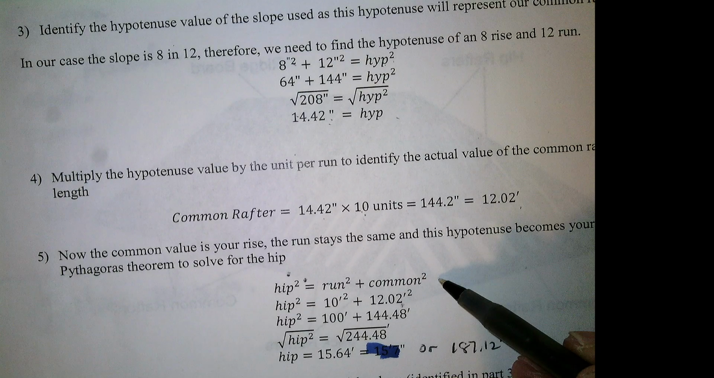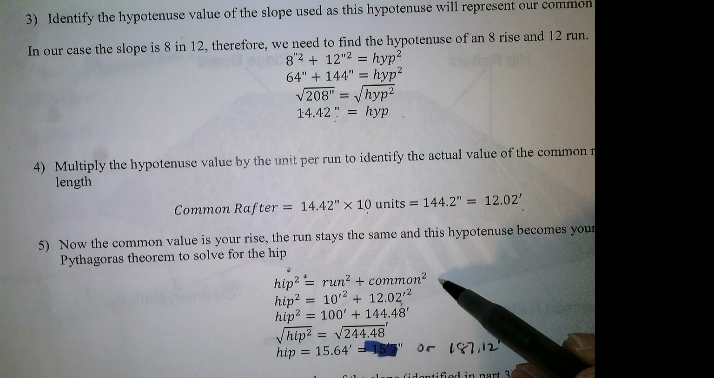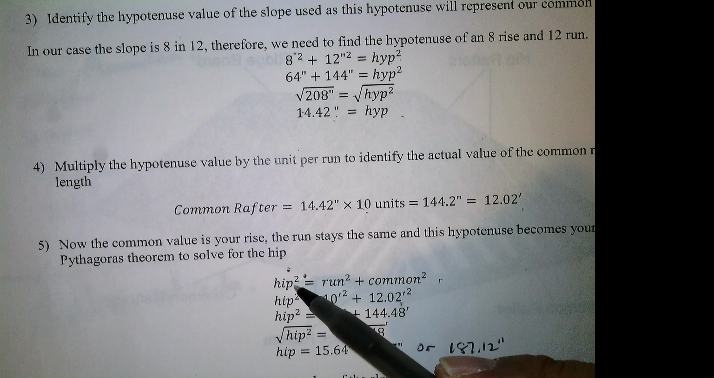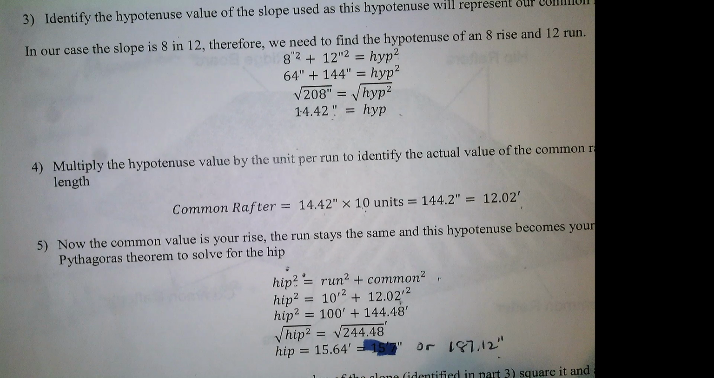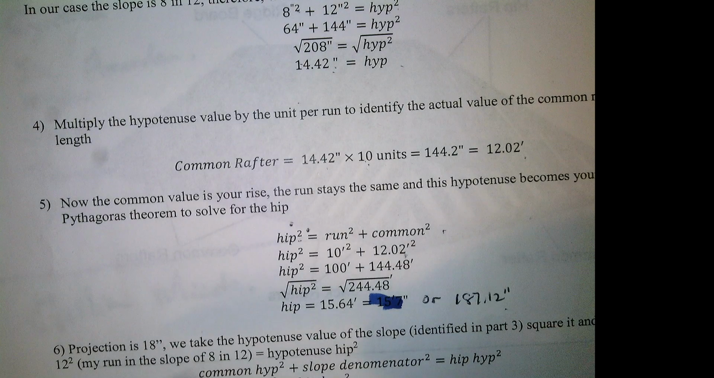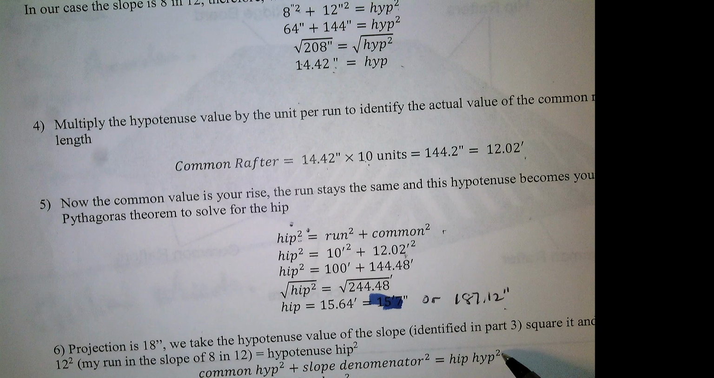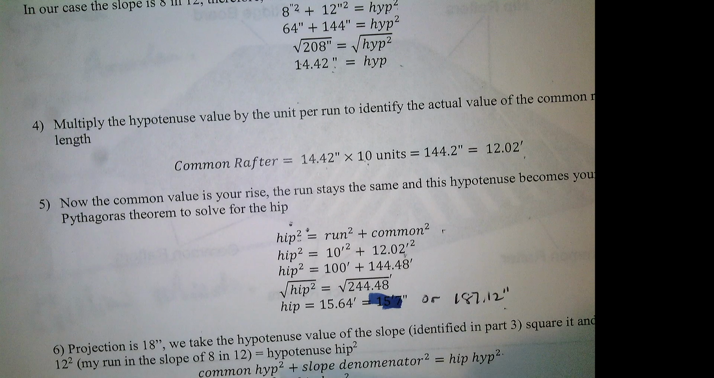Number 5, I just showed you how to calculate the hip rafter. The length of the hip rafter is right here, using Pythagoras. Pay attention to the entire analysis: similar triangles, Pythagoras. Same idea for number 6, where the projection is 18 inches. The common rafter plus the slope denominator squared equals the hip hypotenuse squared, because again, it is Pythagoras.